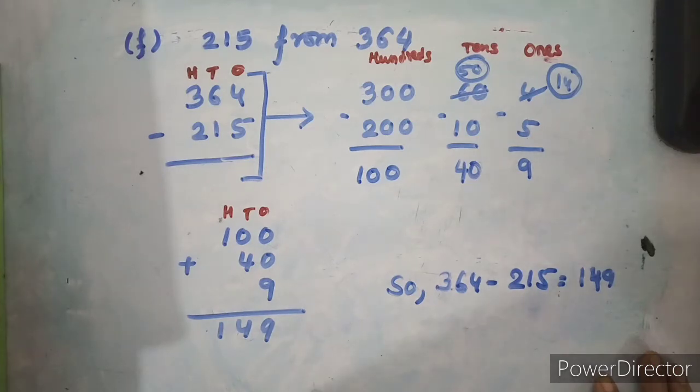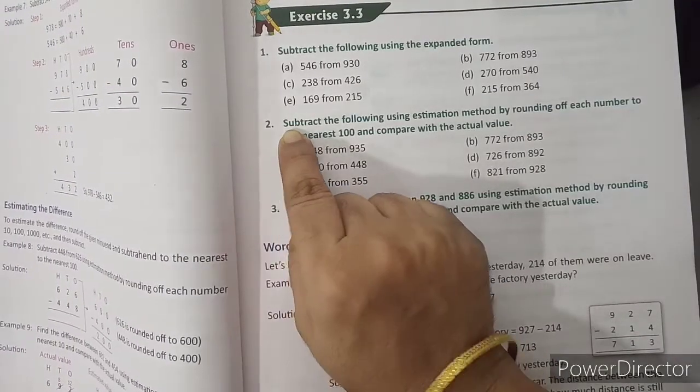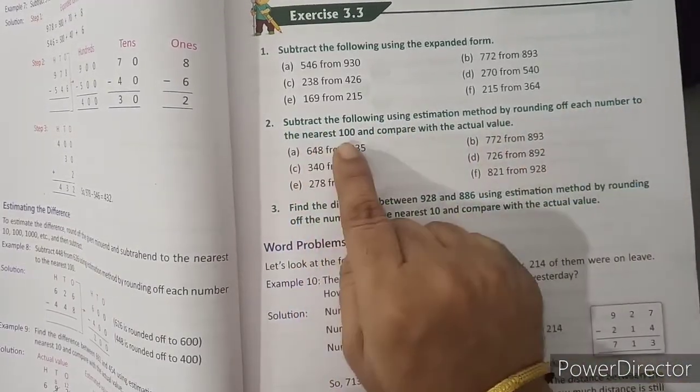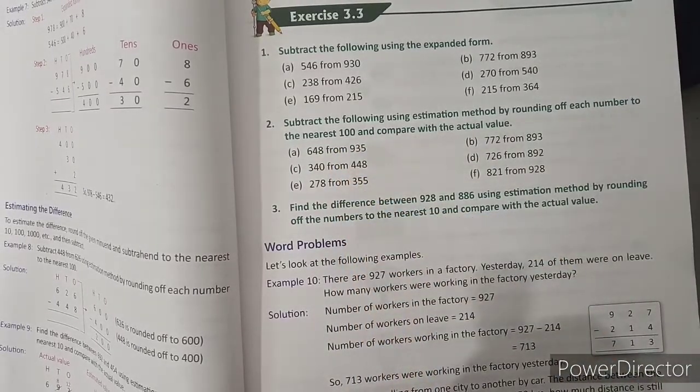So with this we have finished the first question, that is using the expanded form method to subtract the numbers. Now we have the next problem where you have to subtract the following using the estimation method, that is the rounding of numbers to nearest 100, and compare it with the actual value. Now see the second problem, you have to subtract the following using the estimation method by rounding off each number to the nearest 10 and compare it with the actual value.